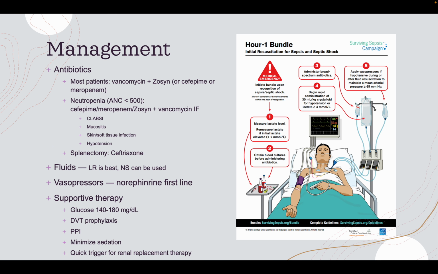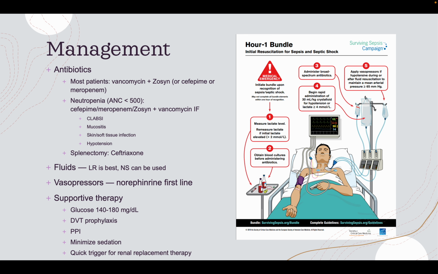When it comes to the management of sepsis, within an hour of sepsis being diagnosed, you want to measure the lactate. You want to get blood cultures before antibiotics. You want to give those broad-spectrum antibiotics, give a fluid bolus if necessary, and then apply vasopressors if that still does not resolve hypotension. For most patients, vancomycin and Zosyn are going to be the right antibiotics. You can use cefepime or meropenem in the Zosyn spot, but beware that cefepime does not cover for anaerobes, so that needs to be accounted for if you choose to use cefepime.